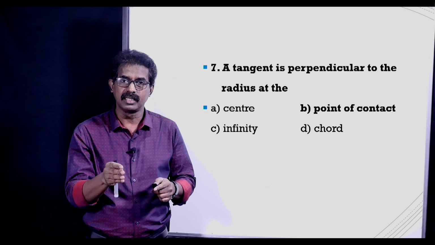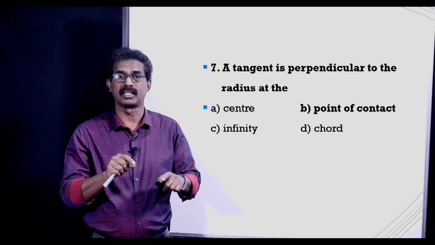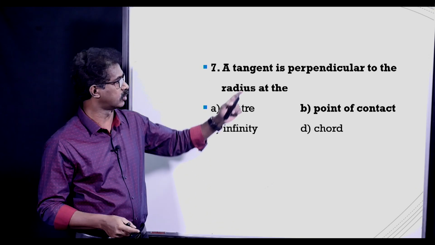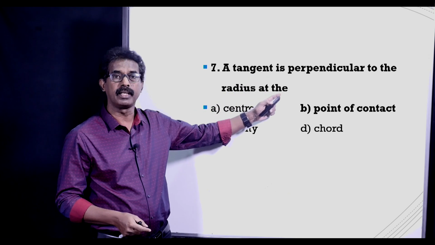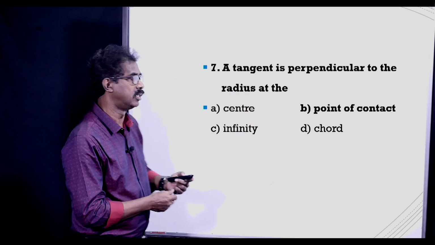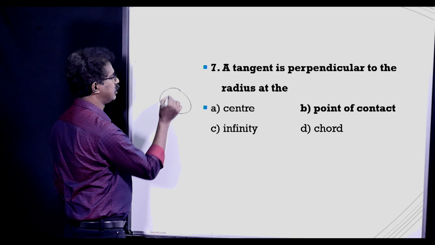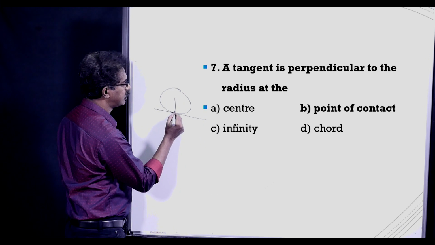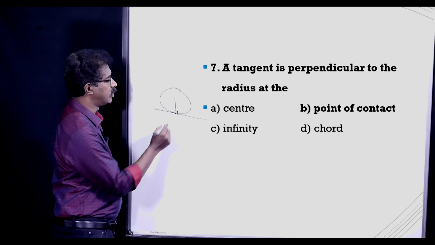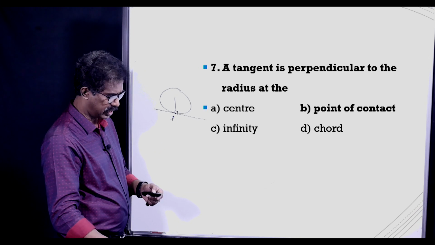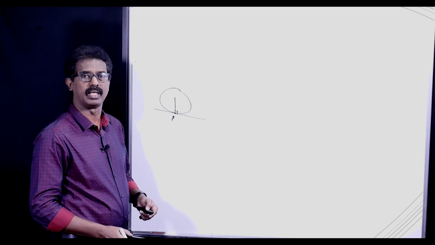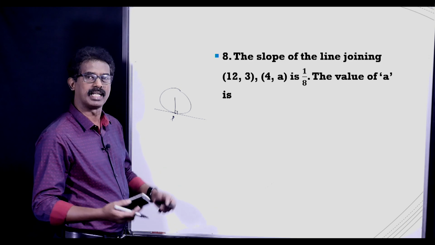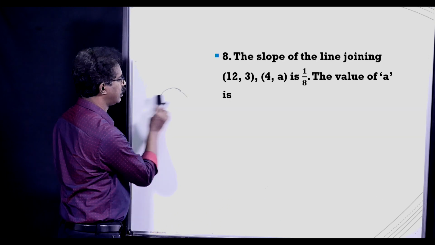You know, the tangent and the radius are perpendicular, right? That's this question. The tangent is perpendicular to the radius at the point of contact, right? This is the radius, this is the tangent. Tangent and radius are perpendicular at the point of contact. Okay, so direct question. One or two questions will be like this only. Just by reading that you can answer it. Okay, now we go for the next question.